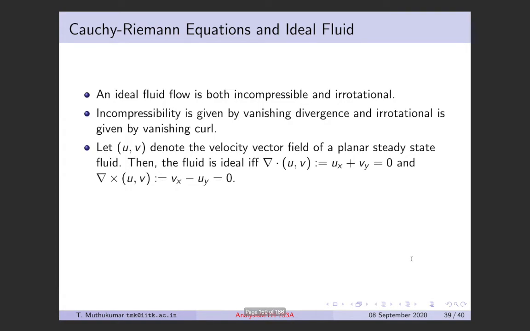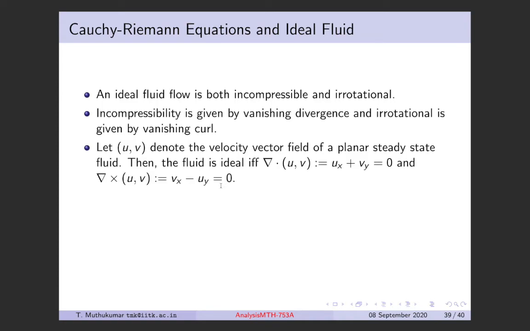So now if you think of u comma v as a velocity vector field of a fluid flow in 2D, then the fluid is ideal if and only if it's incompressible and irrotational, meaning the divergence of the velocity vector is 0 and the curl of the velocity vector is 0. So the divergence is precisely ux plus vy equal to 0, and the curl is vx minus uy equal to 0. Now what does this look like? Which means ux equal to minus vy and vx equal to uy.